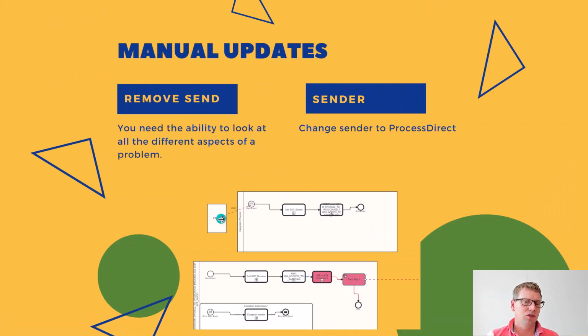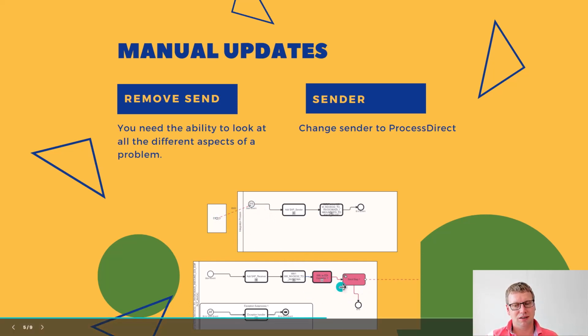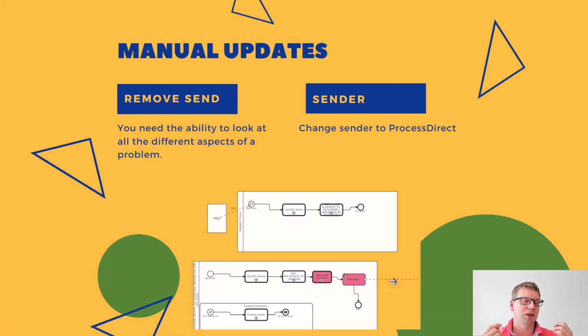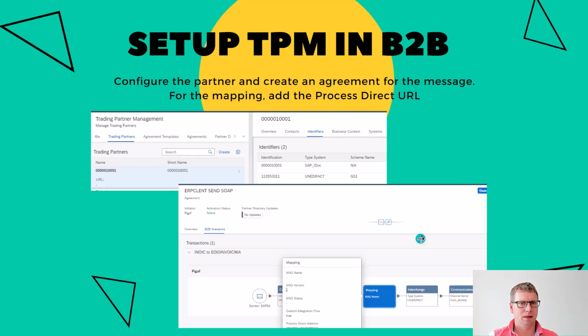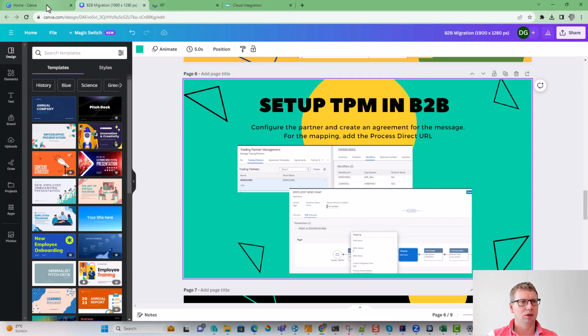Currently, you would need to make small modifications to the process. You will need to remove the sender and change it to process direct. And you'll need to change the EDI XML and the send step, because they are not relevant in this case, because the message would be delivered to a different framework. And this is the EDI message processing. Then you need to set up the trading partner management, to get started. But let's see what this all looks like.